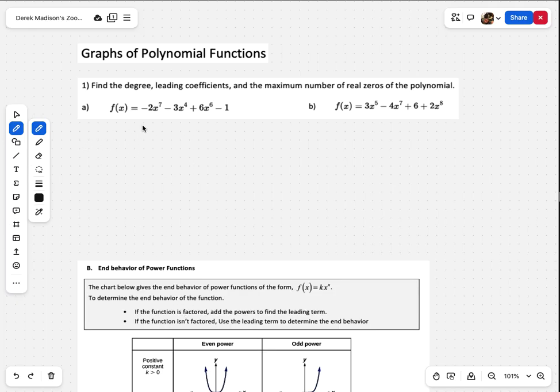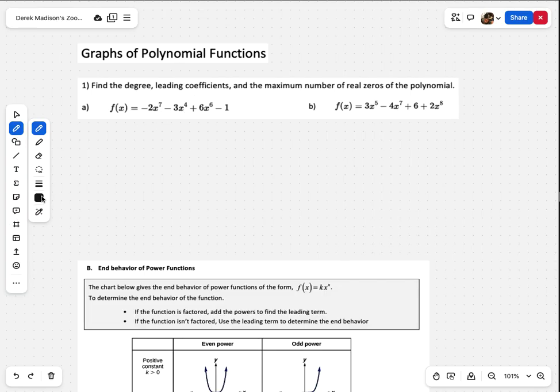For this first one, we're asked to find the degree, the leading coefficients, and the maximum number of real zeros of the polynomial. And so this is just introducing a little bit of terminology and some definitions. To find degree and leading coefficients, what we want to do is make sure we're looking at the actual leading term. So if I wrote this in descending order, 6x to the 6th should actually be before the minus 3x to the 4th. So we're counting down 7, 6, 4.